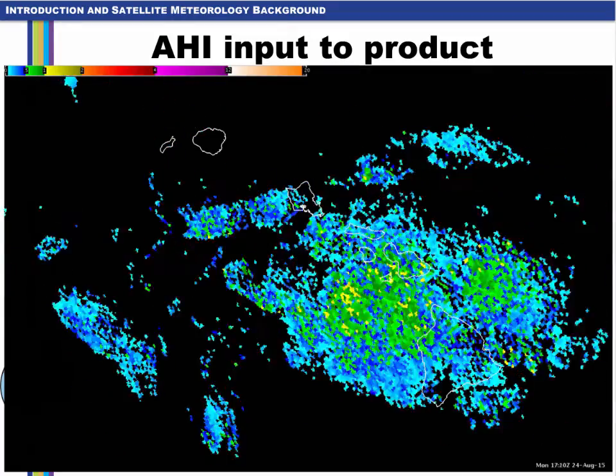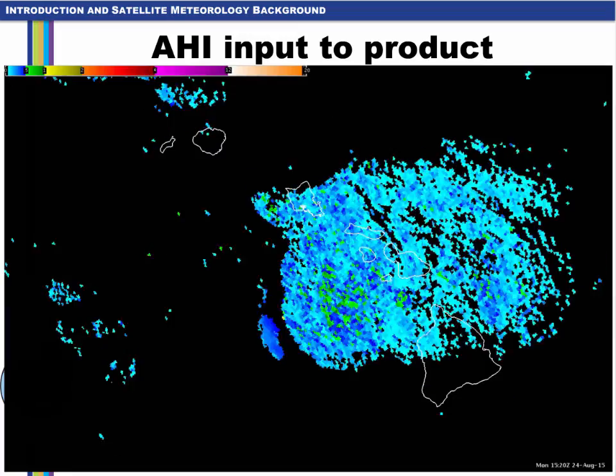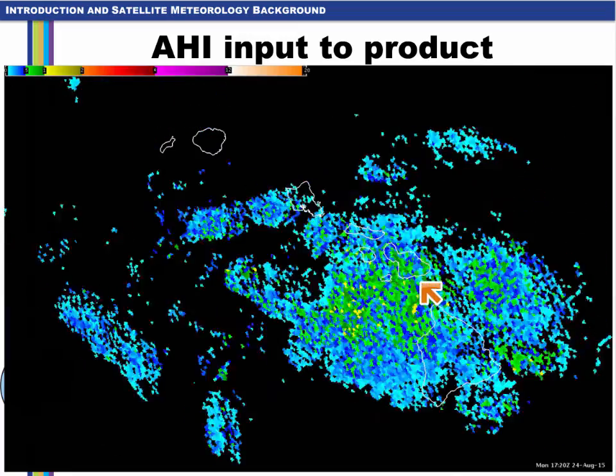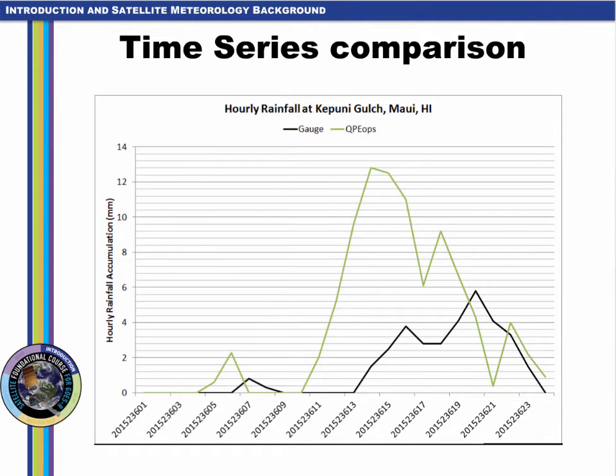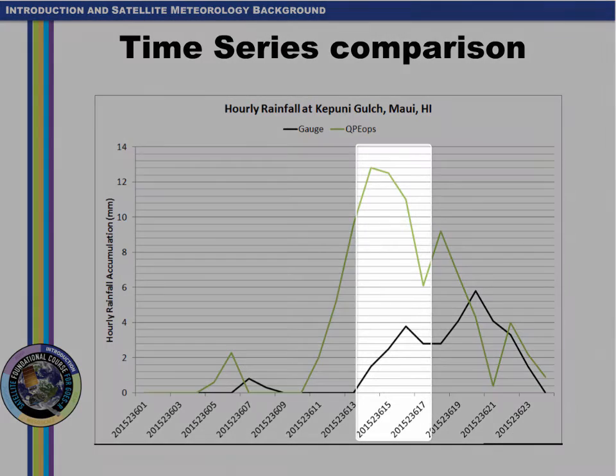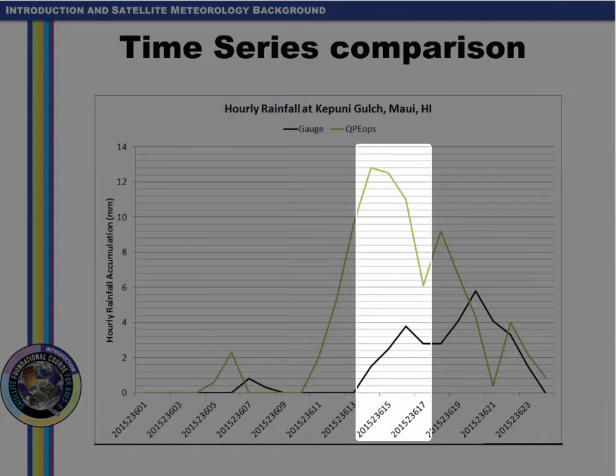Let's compare the satellite-derived versus observed rainfall for this point on the southeast coast of Maui. This is a time series comparison of rainfall gauge in the black line and satellite-derived rainfall in the green line. I'll highlight the period we just looked at in the loop. For this case, you would conclude the trend was pretty good and the rainfall from the satellite product overestimated. Keep in mind, any trend and bias will vary from case to case.